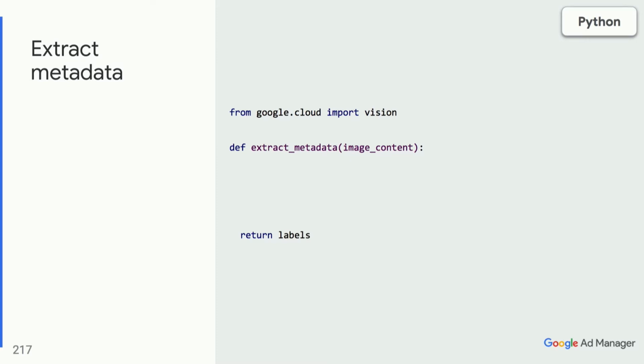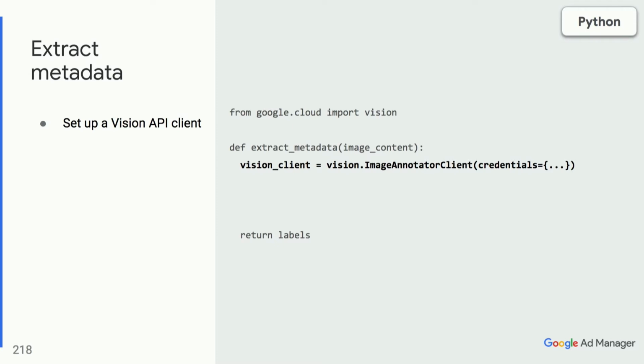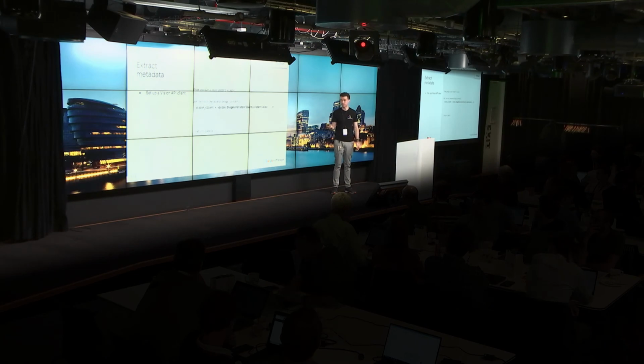So the code here is actually very straightforward. First, we just need to import the Vision API. And then we're going to define a 4-line function to extract the metadata from an image that we pass in. So the first thing you need to do is initialize an image annotator client. All you need to do this are credentials that you would set up in the developer console in Google Cloud Project. Very similar to how you would set up a service account for Ad Manager.